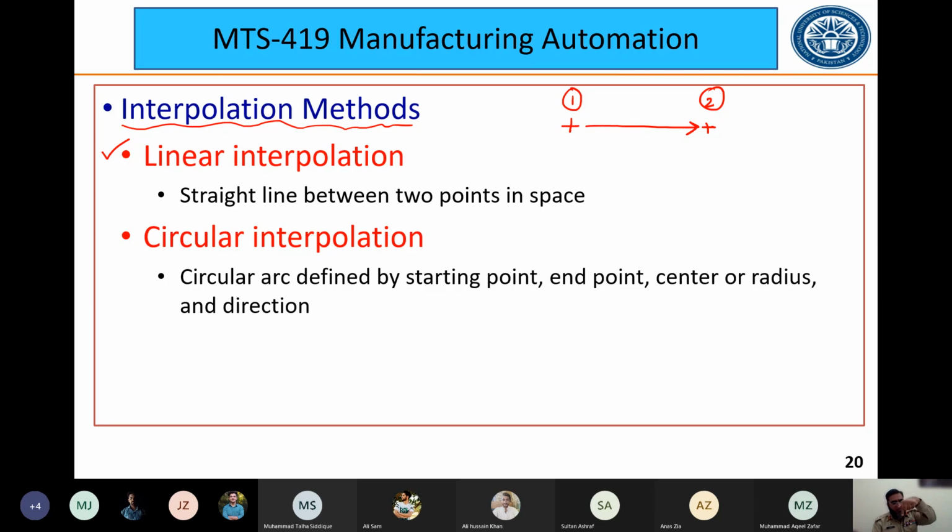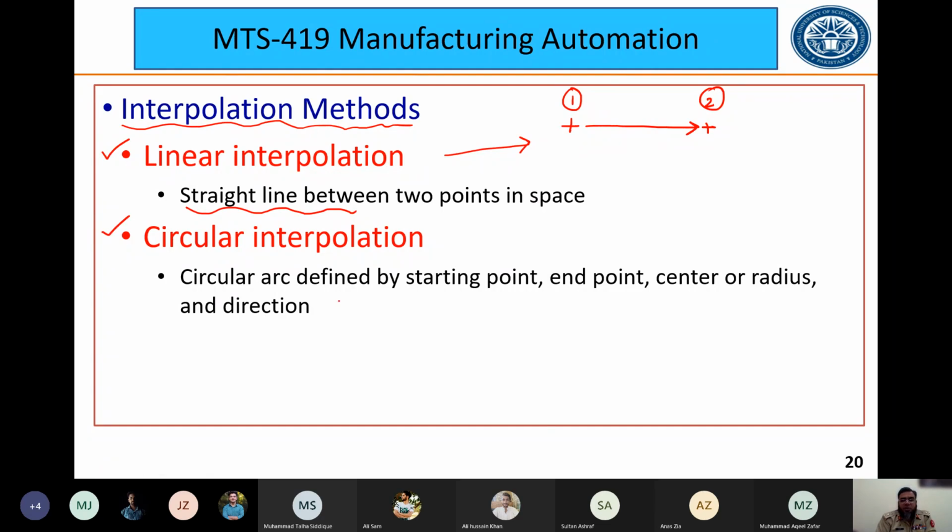So it is moving from point number 1 to point number 2, and since it is moving in a straight line, this is the straight line between the 2 points in space. So this is called linear interpolation. Similarly, we can have a circular interpolation also.